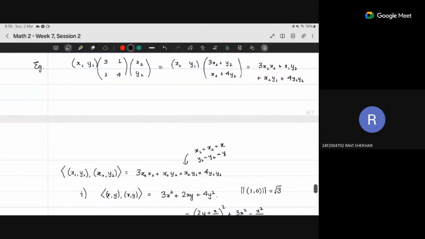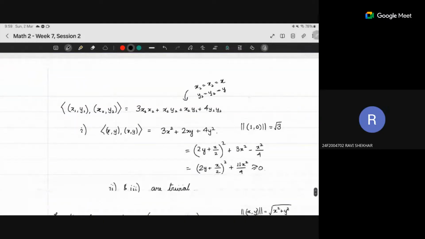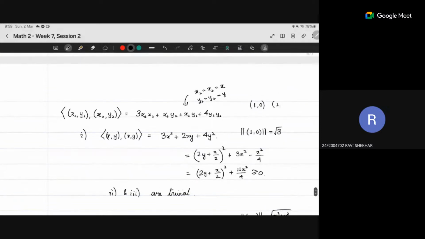In any case, even over here, I can use those vectors only. If I use 1, 0, y1 would be 0, so I'll get 3x2 plus y2. So I'll just need 3x2 plus y2 to be 0. So I can take 1 and minus 3. Yeah, this should work. So this is orthogonal to this.